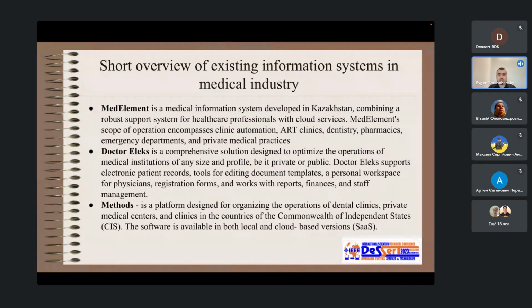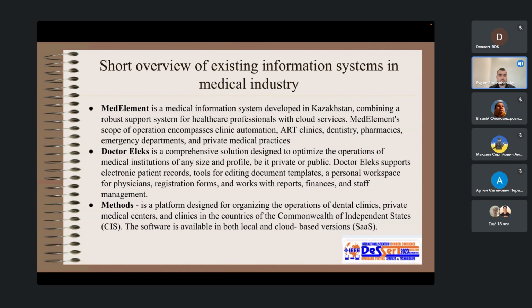Let's talk about some existing information systems in the medical industry. I would like to highlight one of them. It's Dr. Alex. It's one of our Ukrainian medical information system products, also based on cloud, but as it's a private research and private development of the company Alex, we couldn't know what type of infrastructure was used in order to develop this system.